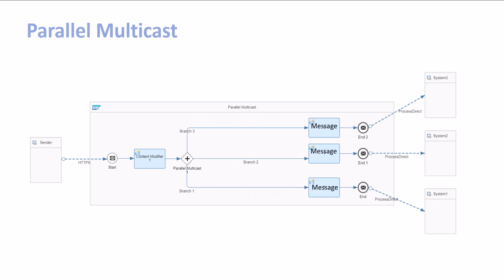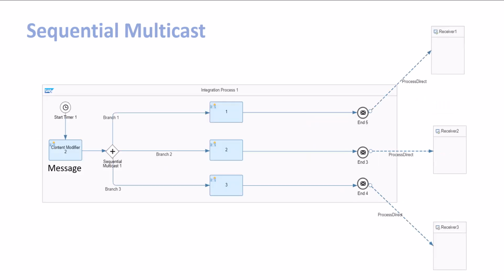I just have one content modifier here, but in your case, you may have multiple other transformation steps along each of the branches. So parallel multicast pushes the messages to subsequent transformation steps along each branch, and the output message that is created is then pushed to the output target systems.